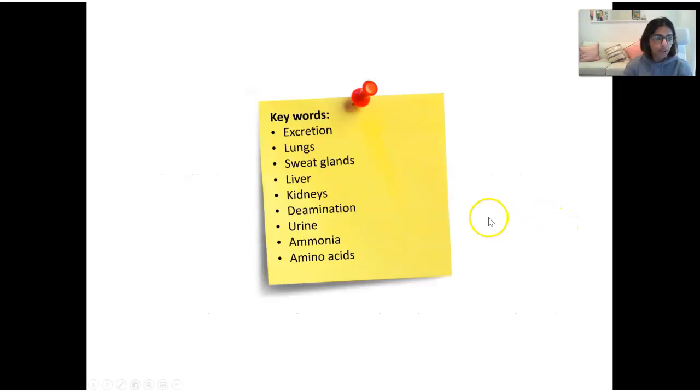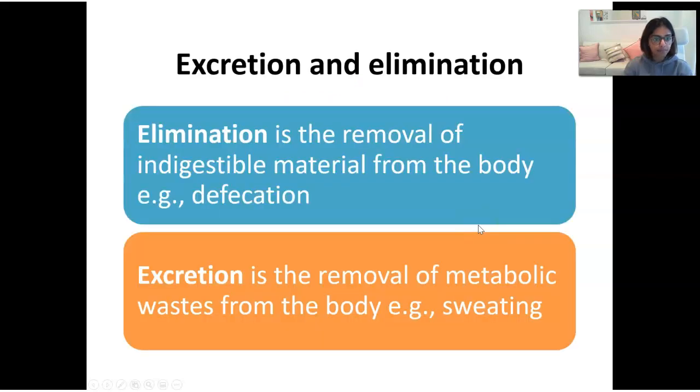So the key words I want to draw your attention to are first and foremost excretion, and the organs that we're going to be looking at associated with that are the lungs, the liver, and the kidneys. We're also going to be looking at sweat glands and understanding the process of deamination and how this links to the formation of urea, ammonia, and the link between those things and amino acids.